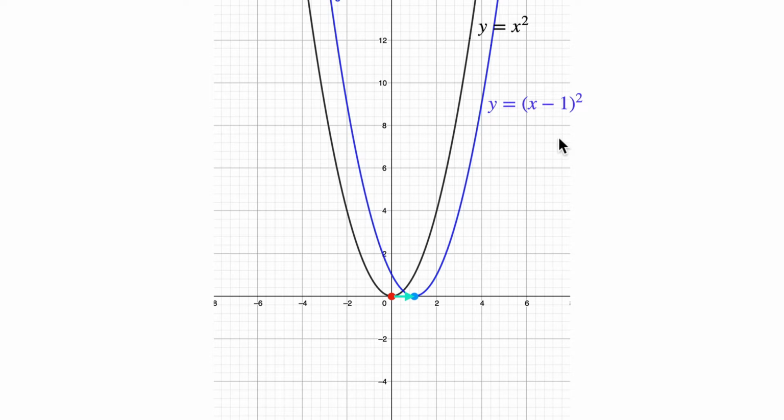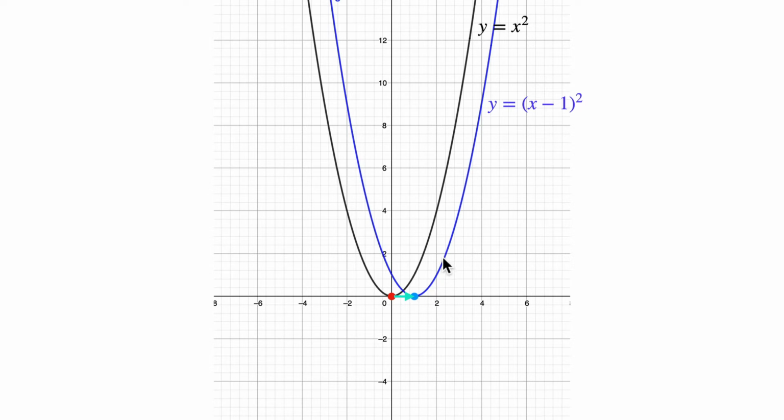Then, if this number here, in the previous slide, I simply subtracted 4 from the y value. But what happens if I subtract, let's say, 1 from the x value, from the argument? Well, then I have to move my parabola one step to the right. Why so? Well, think about this.